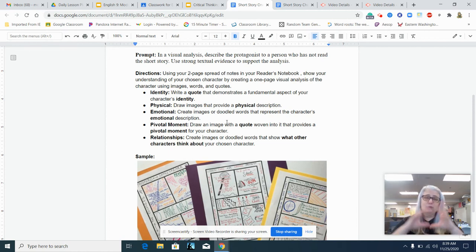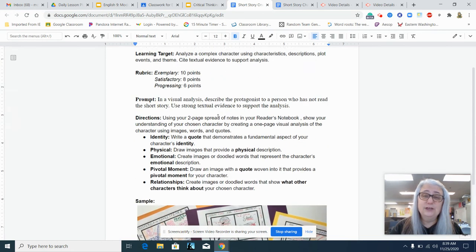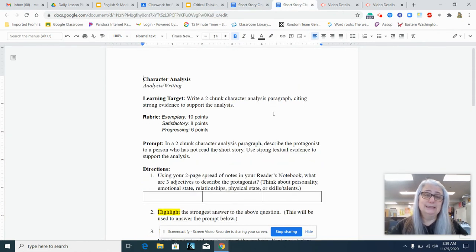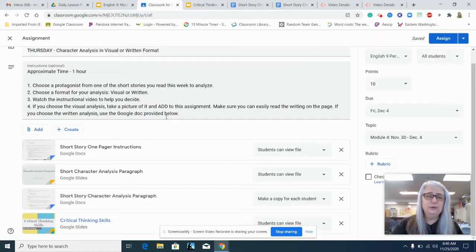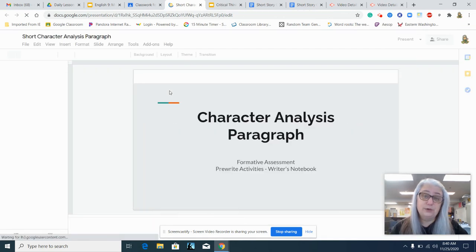Okay, so be really colorful. If you want to do a pattern like you see here, you can certainly do that. Or if you want to be a little more creative, you can do that as well. So that's what a visual analysis would look like. The written analysis is basically a 2-chunk character analysis paragraph. So I have included some slides to walk you through how you would write that.